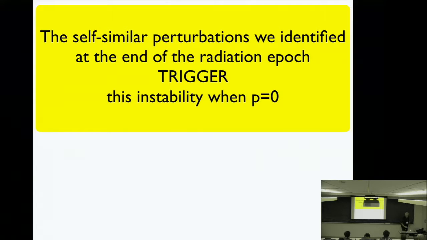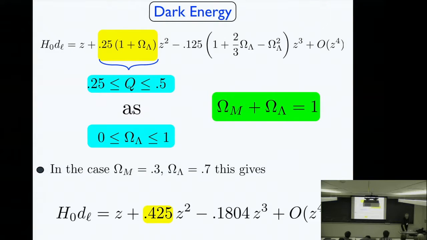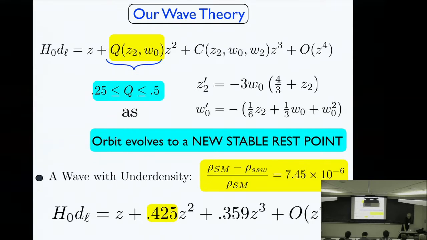How does that work? And we also want to see how it connects to these perturbations from radiation. Okay, so Q goes through the same range. All right, so here's how it works. Dark energy, if you write down the Friedman spacetime with omega lambda as parameter, in this coefficient, it's easy to see that's the quadratic correction, and this is the cubic correction. And you can see the main line goes from 0 to 0.5, Q goes from 0.25 to 0.5. And they're measuring 0.425. That's where we are in that evolution.